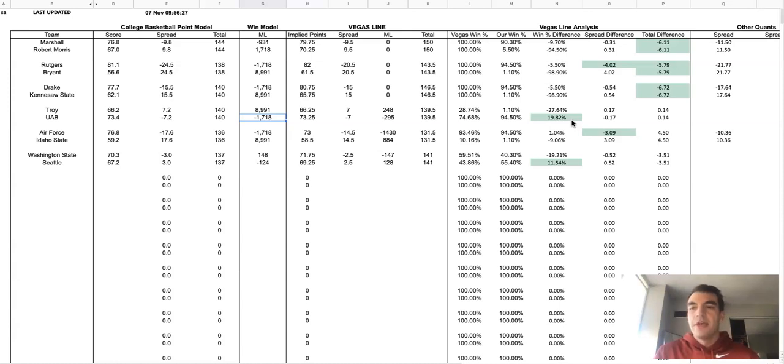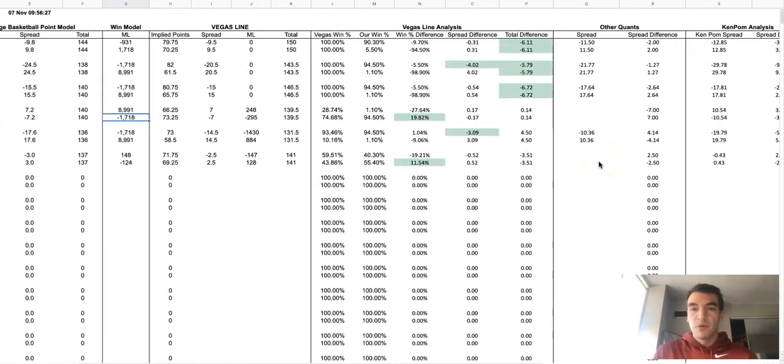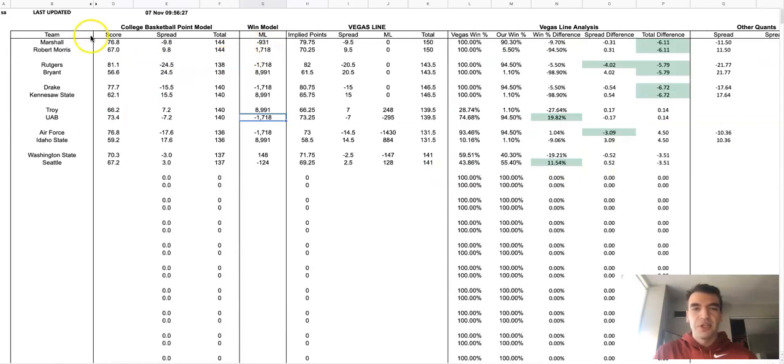Okay. And then eventually we will have more confidence in total, so you can use the total difference column to look for overs and unders. So let's move on. This is all that you've seen before in my other models, and we'll see that later.